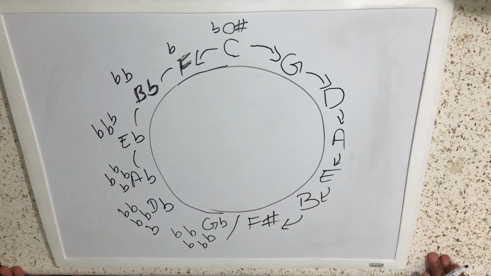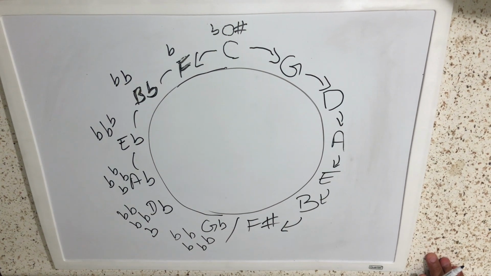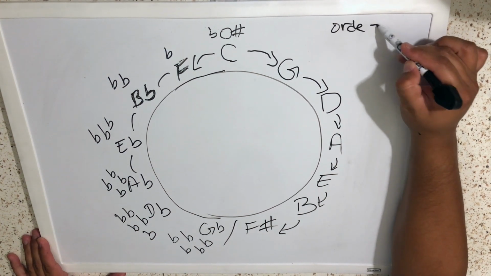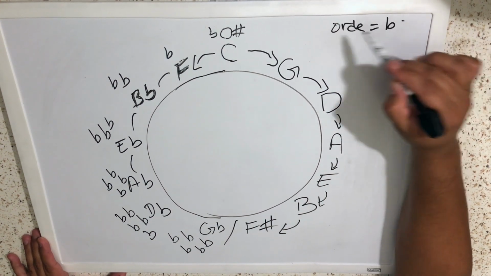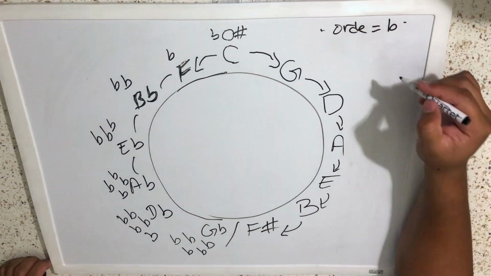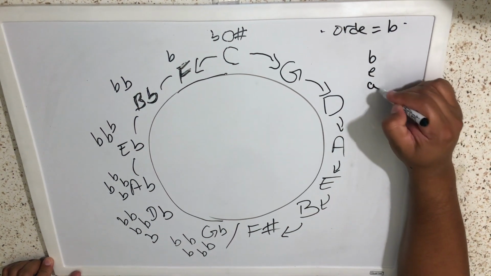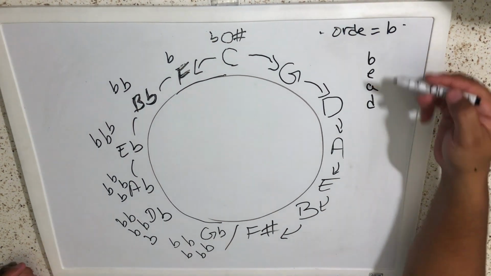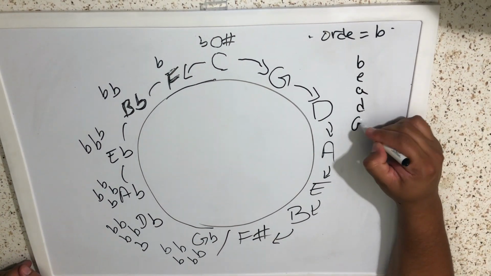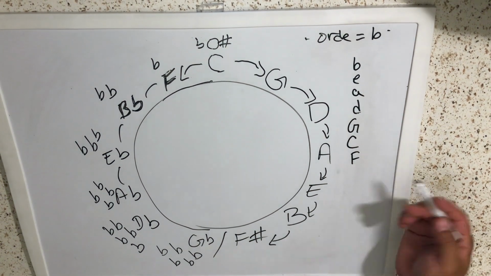The same as how we remembered the order of sharps, there is a trick to remembering the order of flats. This one is really easy to remember because the first ones are B, E, A, D. They spell the word bead, and then you have G, C, F, and that's the order of flats.